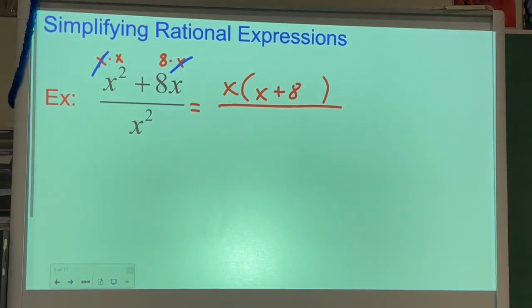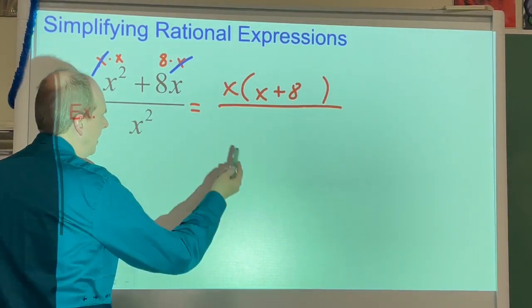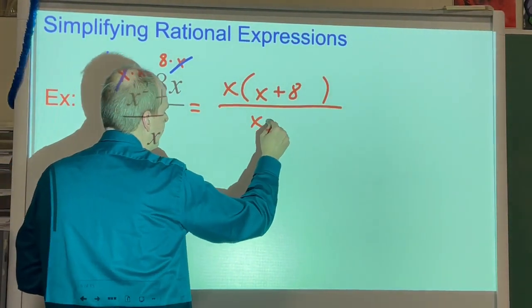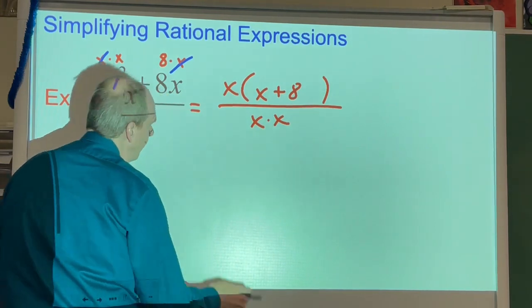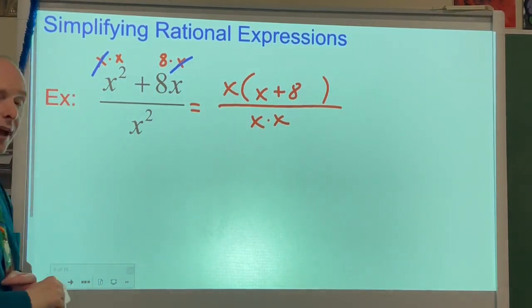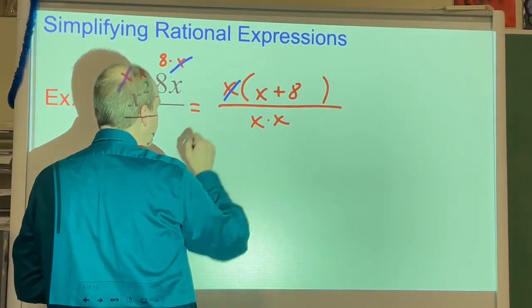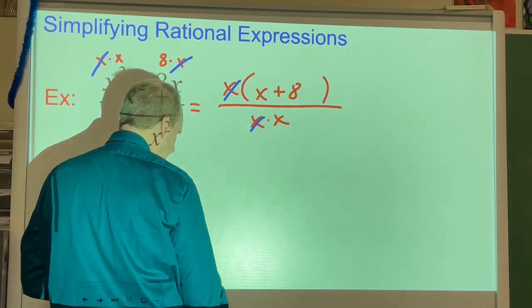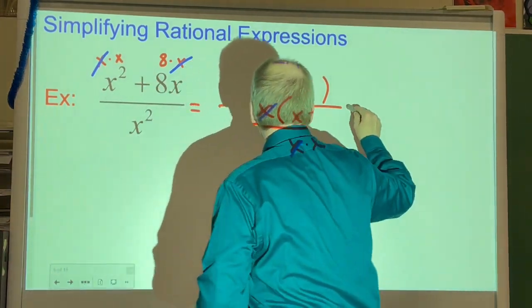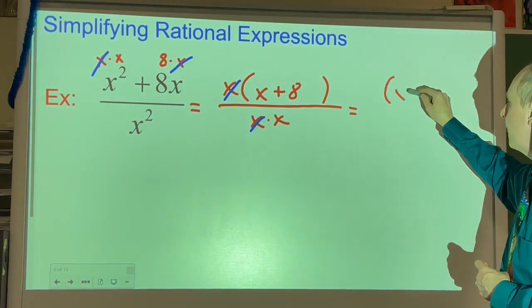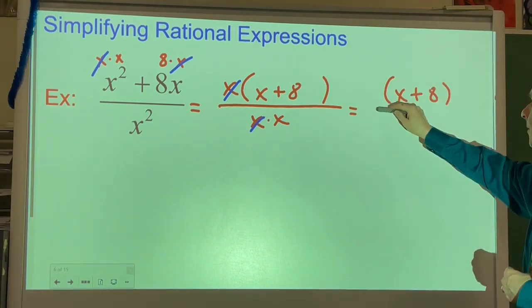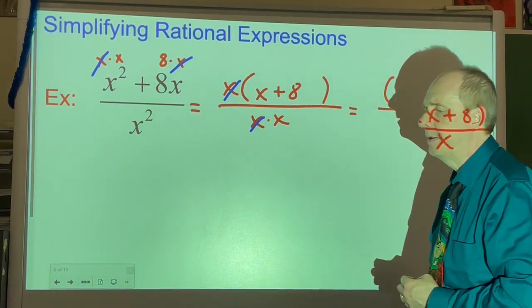On the bottom, this is an x squared. I might want to break this down as an x times x. And the reason being, well, I have a single x up top that I could now cancel with one of the x's that's on the bottom. So let me cancel this x here with either one of these here. And our new simplified function, x plus 8 divided by x.